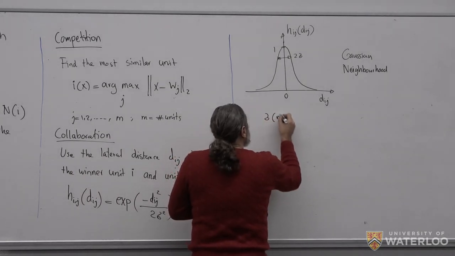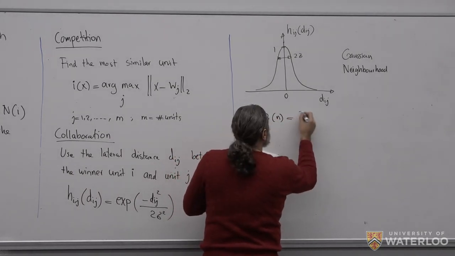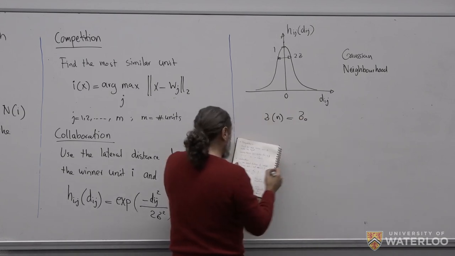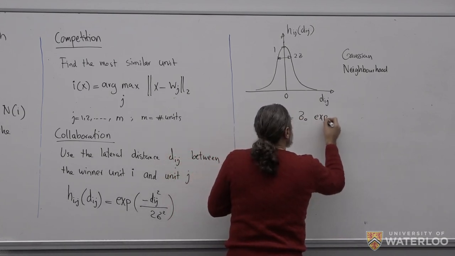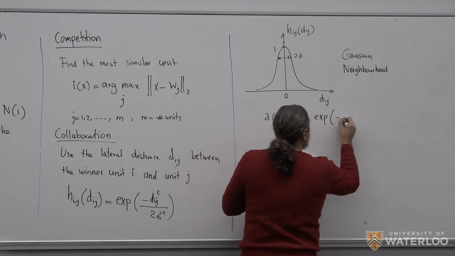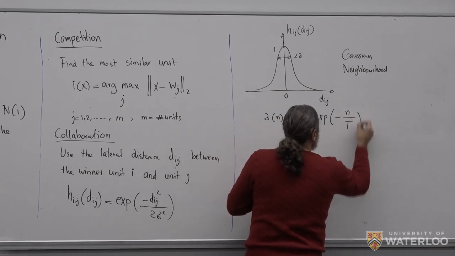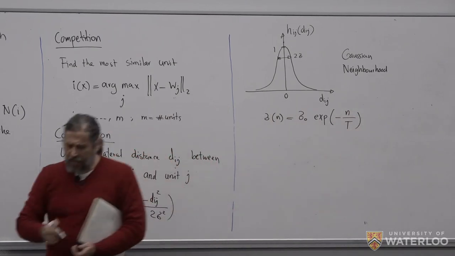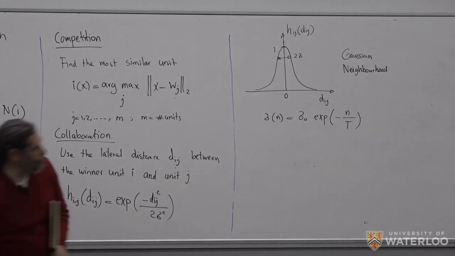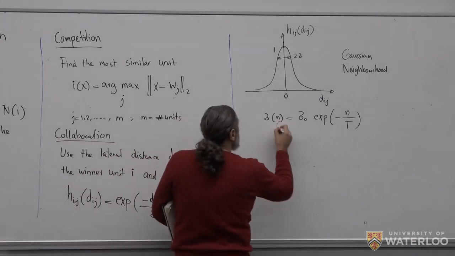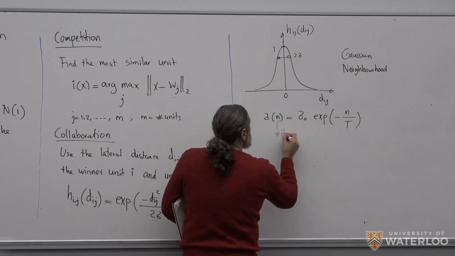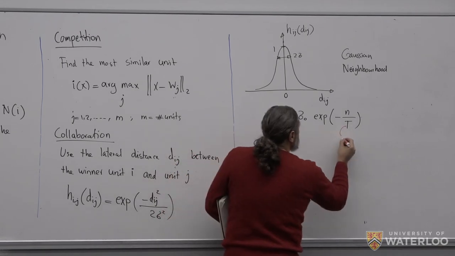sigma is a function of the number of iterations, and you start with a sigma_0 initial value, and then we put that through an exponential decay function of minus n over t. n is the number of iterations, and t is a constant.